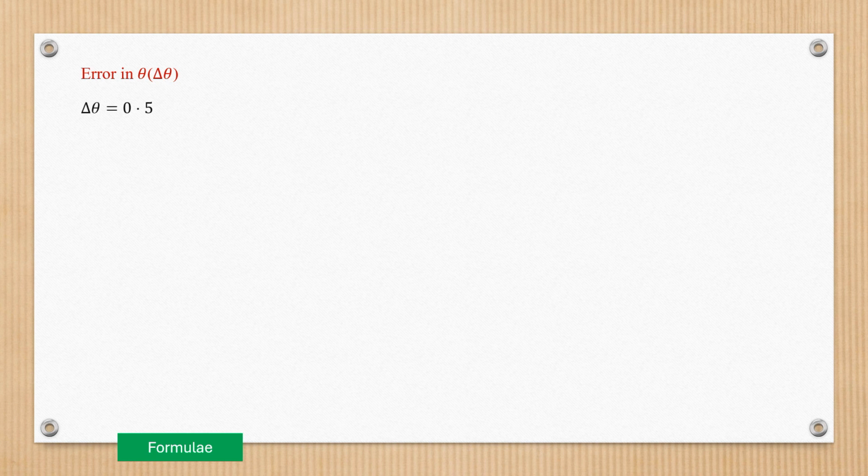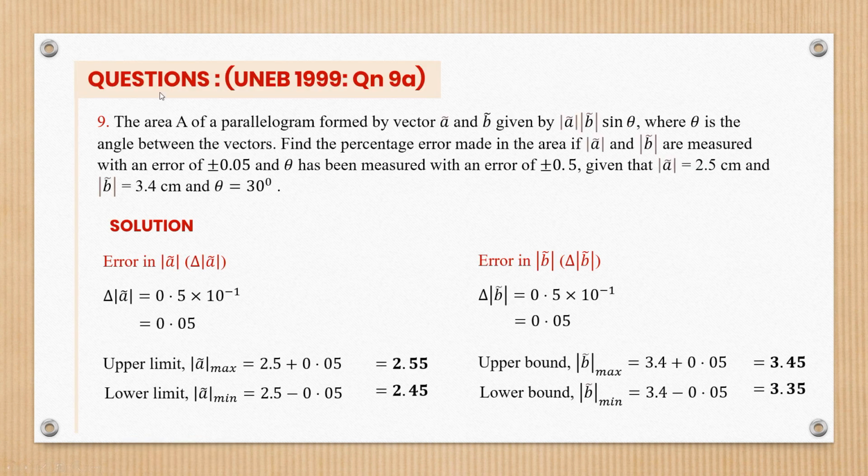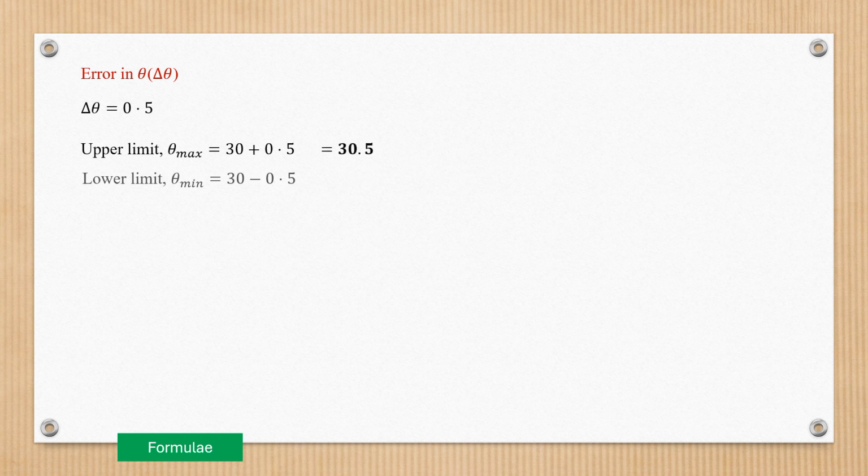Remember that we've been told that the error in theta is 0.5. And how do we know that? We were also told right here. So we're told that it is 0.5, or we can actually just look at it here that there is no decimal place. So that means we're dealing with 0.5 times 10 to the power 0. So that's why we have 0.5 as the error in theta. So the theta max shall be 30.5 and theta min shall be 29.5.